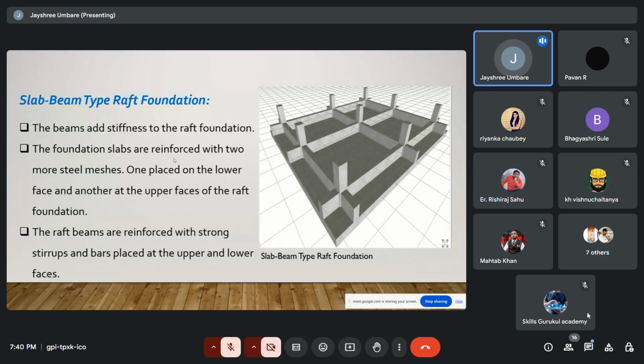The foundation slabs are reinforced with two or more steel meshes. Two or more steel meshes means there will be a mesh below the beam and on the upper edge of the beam. It is written one placed on the lower face of the other, at the upper faces of the raft of the foundation. The raft beams are reinforced with strong stirrups and bars placed on upper and lower faces.